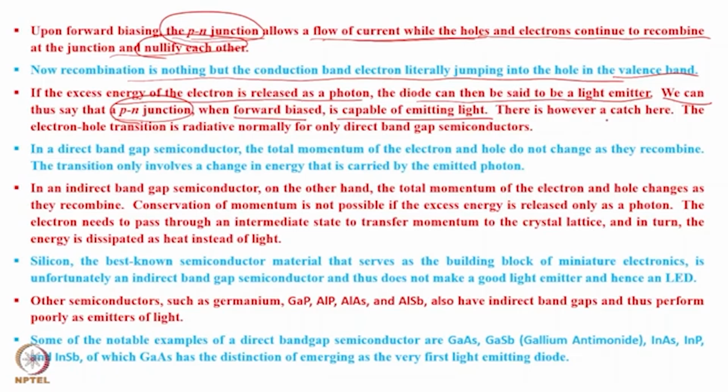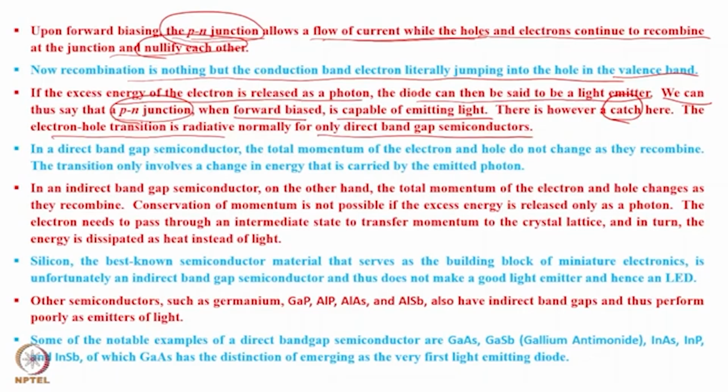There is, however, a catch here. The electron-hole transition is radiative, that is, it can emit light, normally for only direct band semiconductors. So what is a direct band semiconductor and what is an indirect band semiconductor?